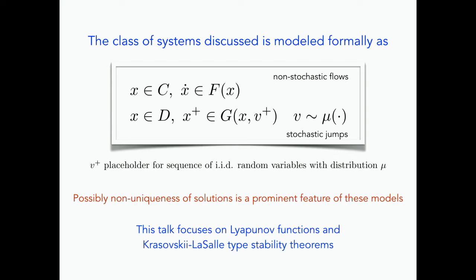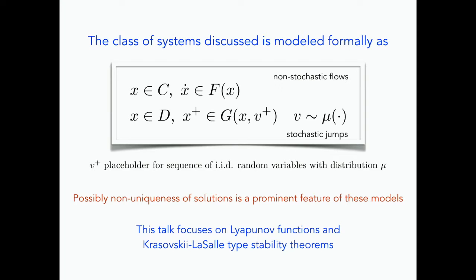So the class of systems that I'm going to discuss is modeled formally in this particular form. As a hybrid system, it combines flowing and jumping. And I'm going to focus, just for this talk, because it's short, on models where the randomness only appears in the jump equations. So there's no randomness in the flows. You can add randomness there, but we aren't as far along in the development of the results for those systems as we would like to be.